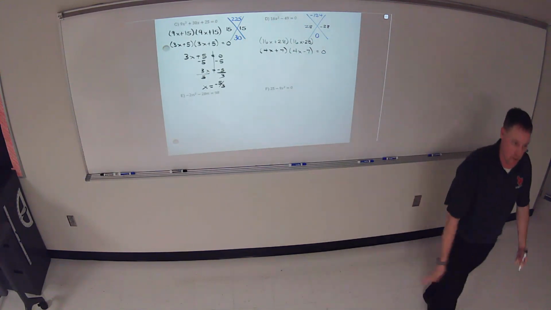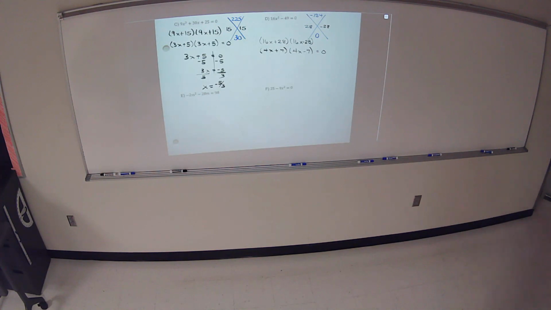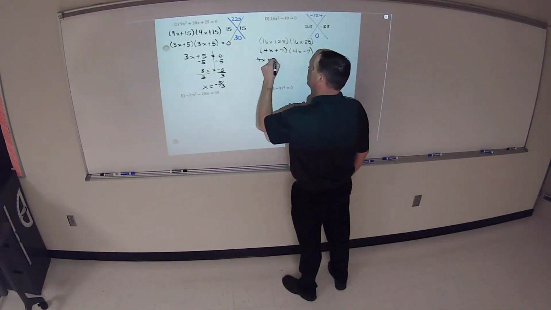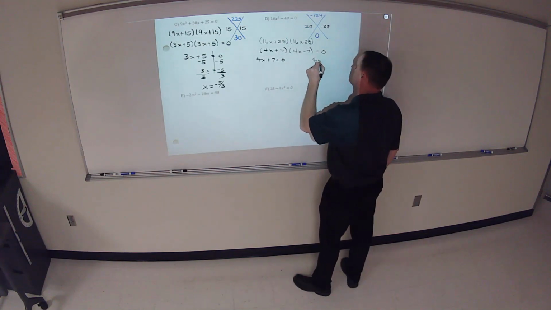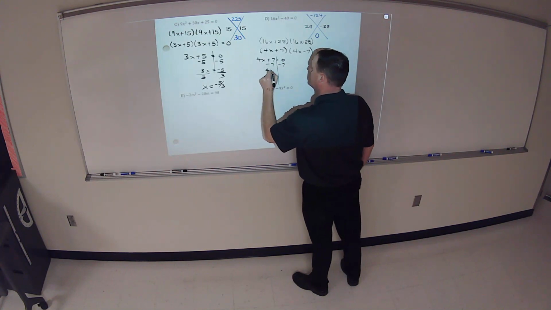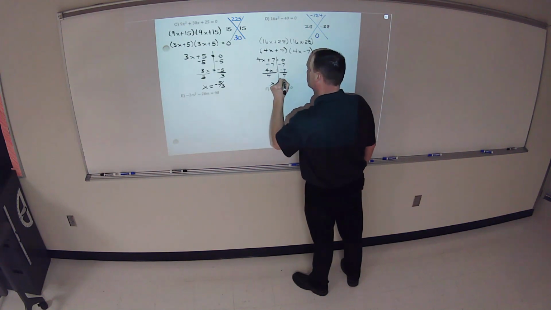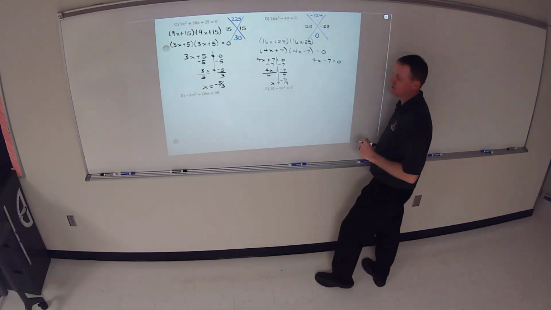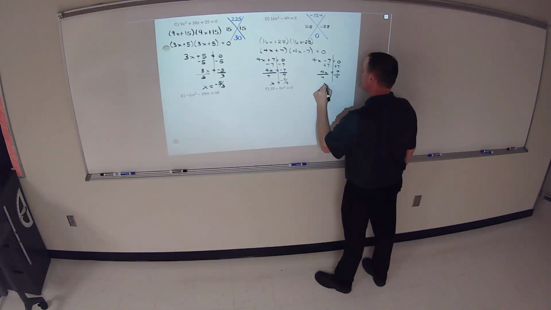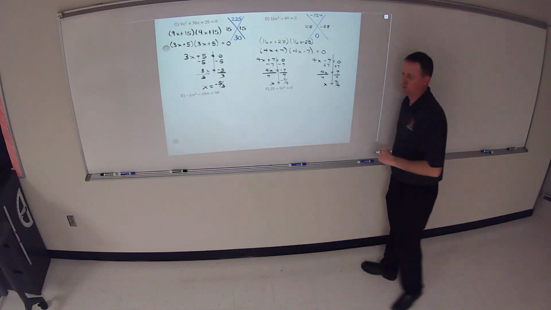Okay, how many answers are we going to have here? 2, because your two factors are not the same. Okay? So we do need to take 4x plus 7 and set that equal to 0. And we need to take 4x minus 7 and set that equal to 0 and solve each of them. Subtract 7. Divide by 4. x is negative 7/4. Add 7. Divide by 4. And x is a positive 7/4.